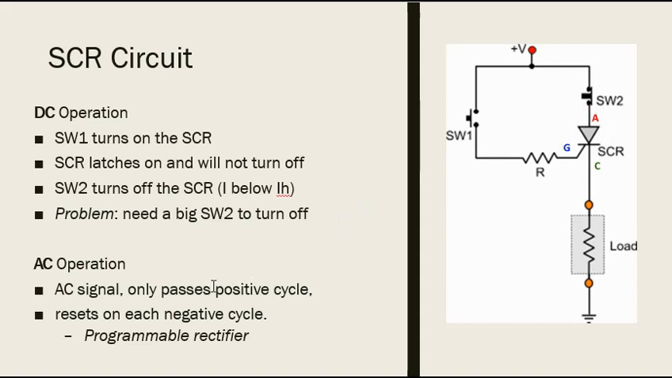For AC operation, it only passes the positive cycle. It's a diode, so it rectifies it. We only get the positive cycle. If you tried to run this on an AC circuit, it would reset on each negative cycle. You can think of this as almost a programmable rectifier. You could hook this up to a logic circuit, and that would tell it when to turn on.